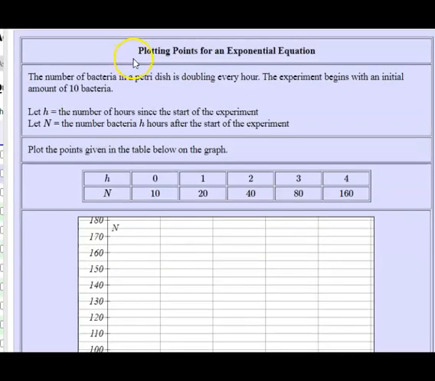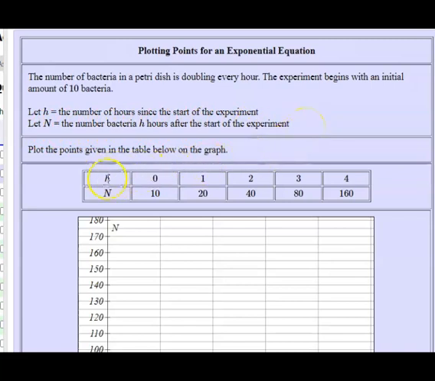Now here's our next example. We're going to plot points for an exponential equation. So here we have the number of bacteria in a petri dish is doubling every hour. The experiment begins with an initial amount of 10 bacteria. Let H equal the number of hours since the start of the experiment, and let capital N equal the number of bacteria H hours after the start of the experiment.